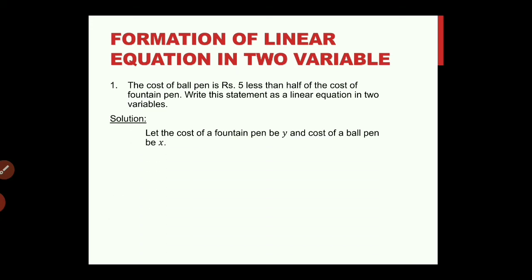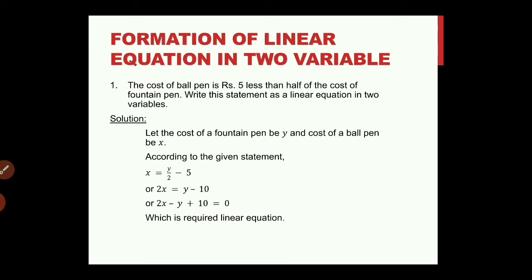Suppose we take the cost of fountain pen as y and the cost of ball pen as x, so we will get x = y/2 - 5, because here it is given that the cost of ball pen, that is x, is 5 less than half of the price of fountain pen. So this equation becomes x = y/2 - 5. We can solve it as 2x = y - 10 or 2x - y + 10 = 0. This is our linear equation in two variables, which is our required equation.